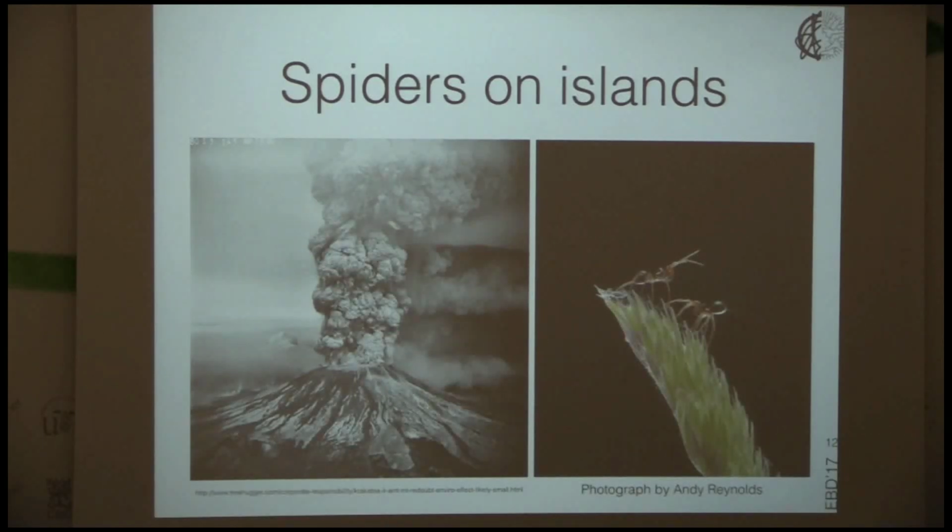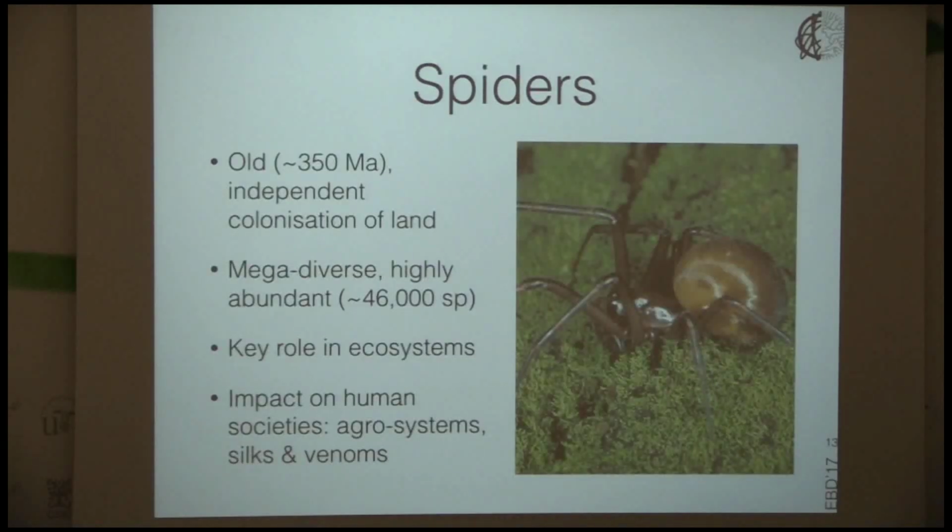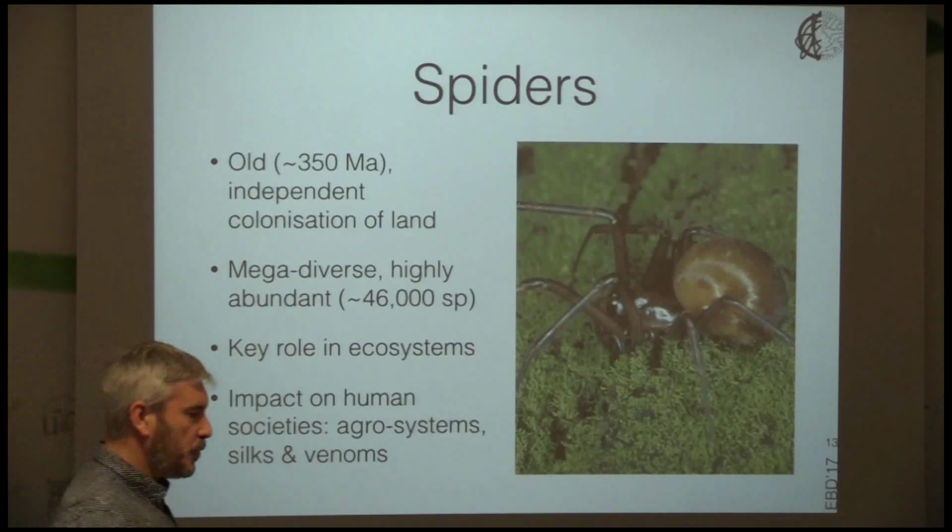Actually, there are some people who sample what we call the air plankton, things that are floating in the air, with planes. Most of the things floating in the air turn out to be immature juvenile spiders. So they do a pretty good job colonizing islands. This is one of the reasons to work with spiders when you're interested in island evolution.